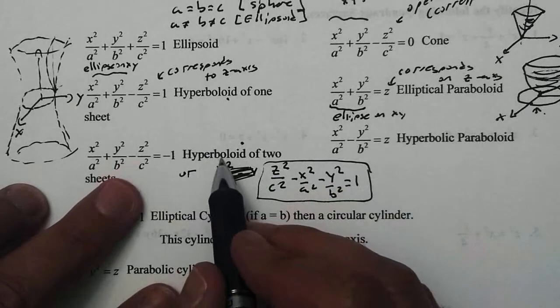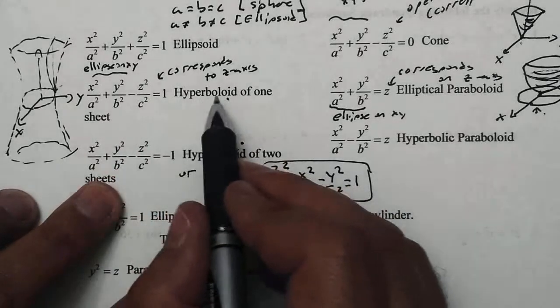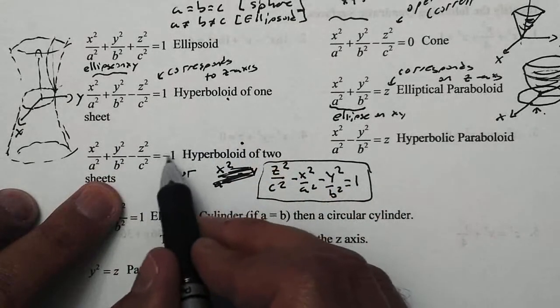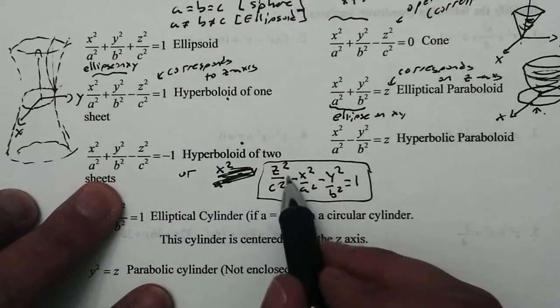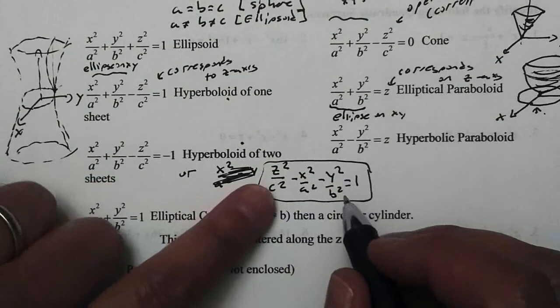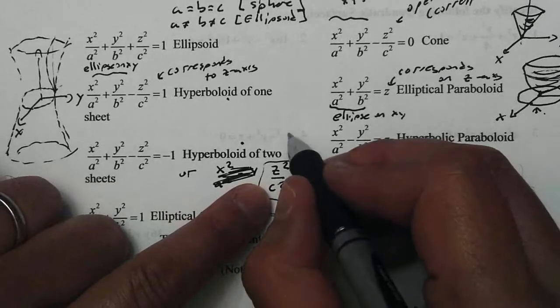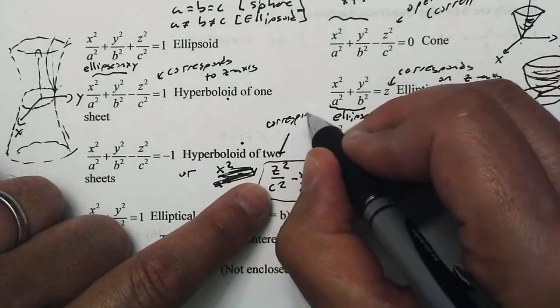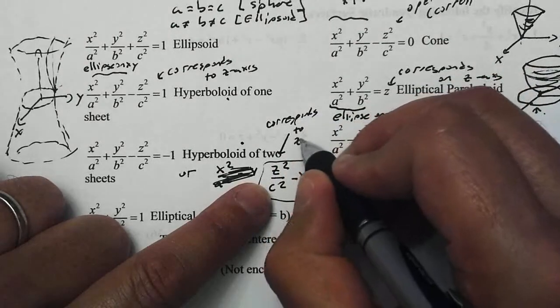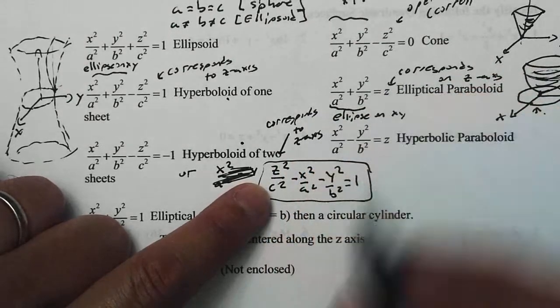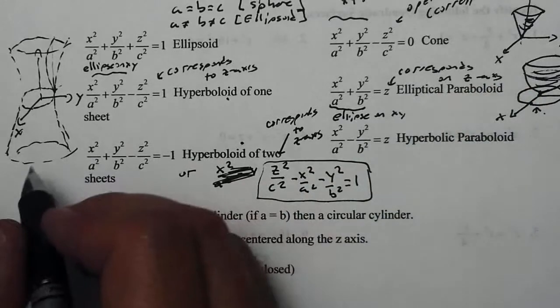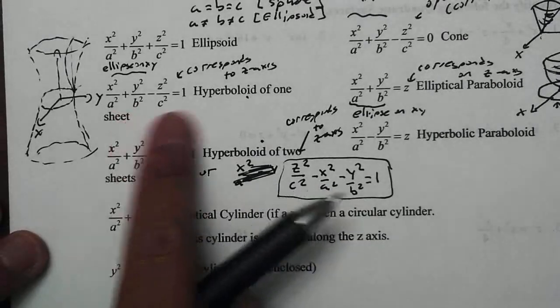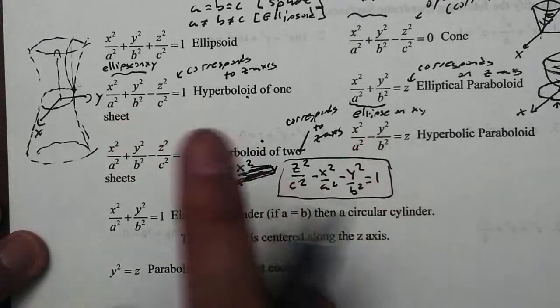In a hyperboloid of two sheets, it's going to be the same thing as a hyperboloid of one sheet, but one sign is going to be negative, or two of the signs will be negative. And again, to determine how it looks, we look at the z-axis. It corresponds to the z-axis, which means it's going to open up on the z-axis right there. So how does it look? Well, it's going to look the same as the hyperboloid of one sheet, but we're going to get this negative.